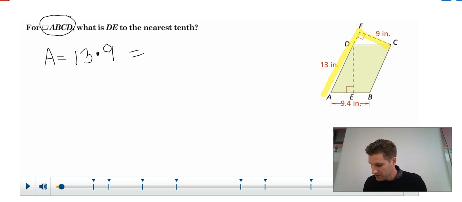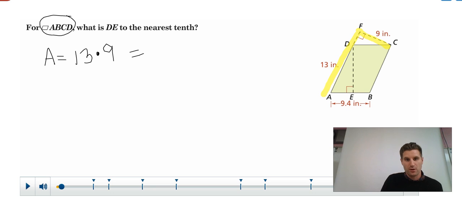And I believe, what are we going to get? I think it's 117, but I'm not 100% sure. Let's see, 117. I was right. Okay, cool. So we get the area. So the area of this whole thing is 117 square inches.